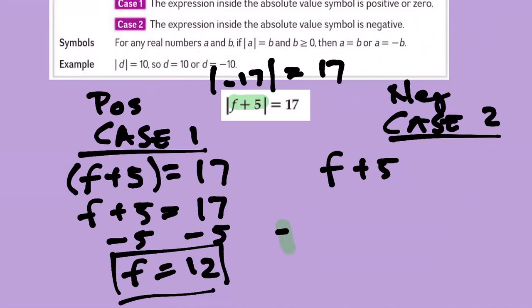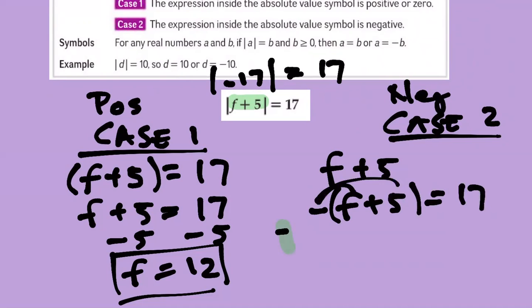So I think where a lot of people get confused with this is they want to do this. They want to go negative f plus 5 equals 17. And then they're like, okay, what do I do with the negative sign? I got to distribute it. There's a much easier way to do it. And the easier way to do it is we know that this thing inside here equals 17 when it's done. Well, before we apply the brackets to it, it has to be negative, right? So let's just put the negative sign on the other side.